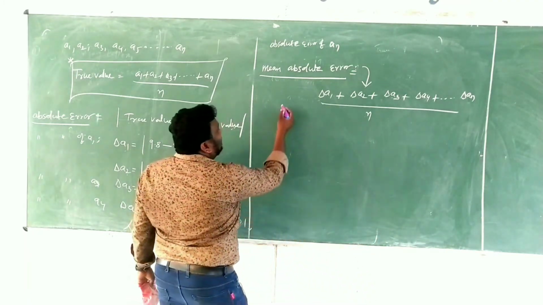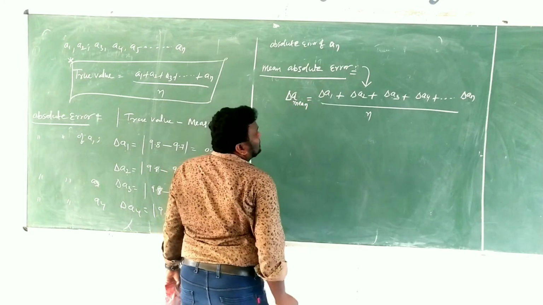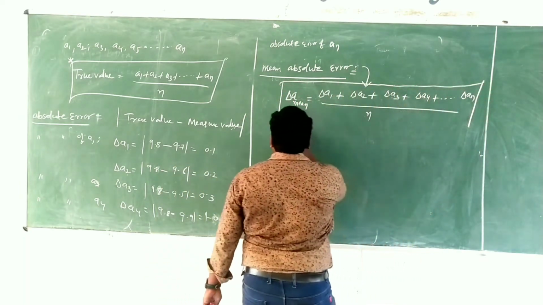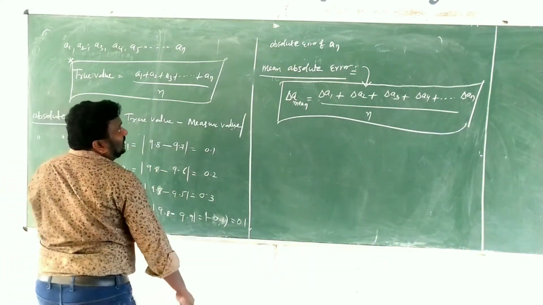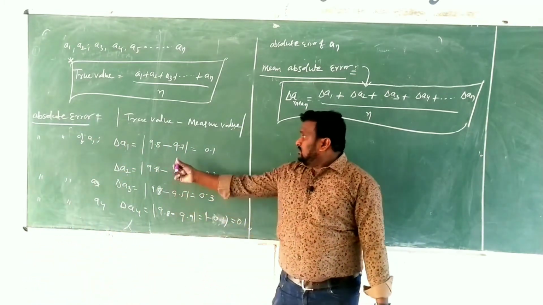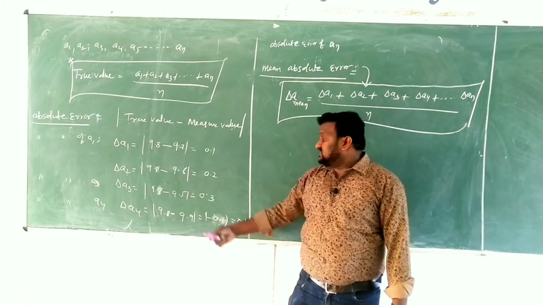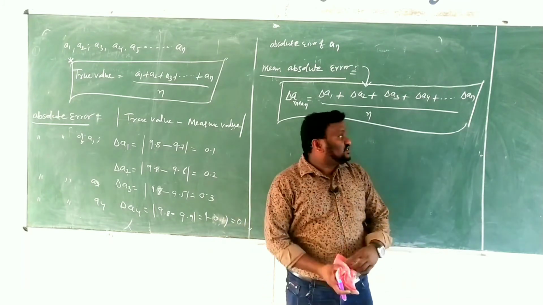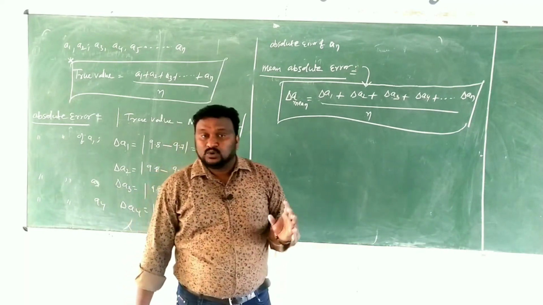Mean absolute error can be shown by the symbol delta A mean. So this is the equation for mean absolute error. Children, clear? So already here 0.1 is delta A1, 0.2 is delta A2, 0.3 is delta A3, and 0.1 is delta A4. Like that, we have different values for absolute errors. By taking the average of all, what do we get? Mean absolute error. Okay, children.